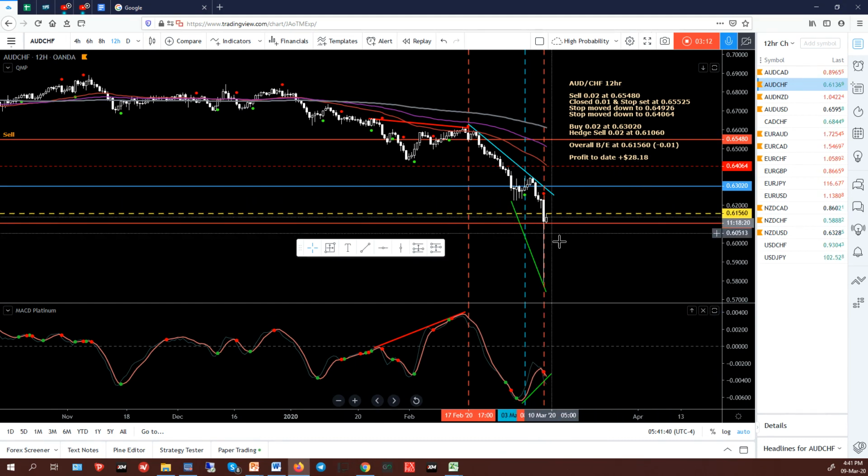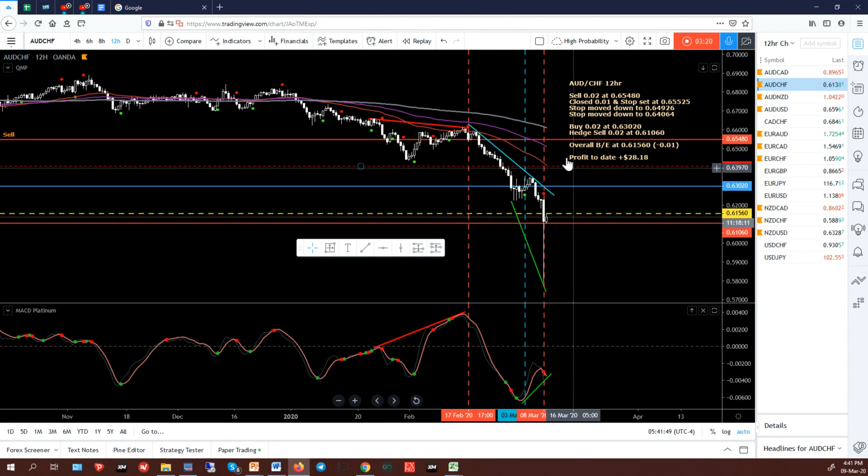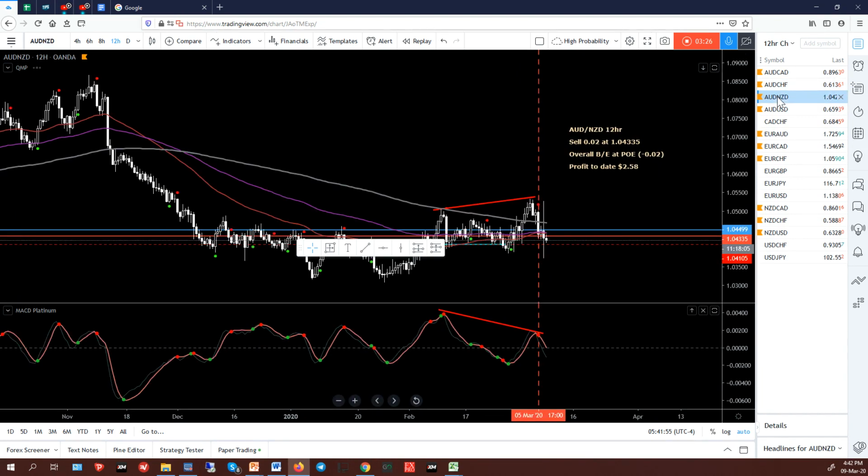Ideally, I want to bring this down maybe a little bit further, then look for a new buy signal somewhere and take it up and clear out this sequence, then take a profit on the first original sell trade. So that's the Oz-Swiss. Oz-New Zealand, I'm in a sell only.